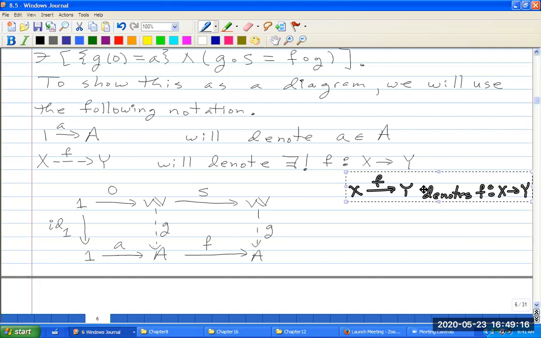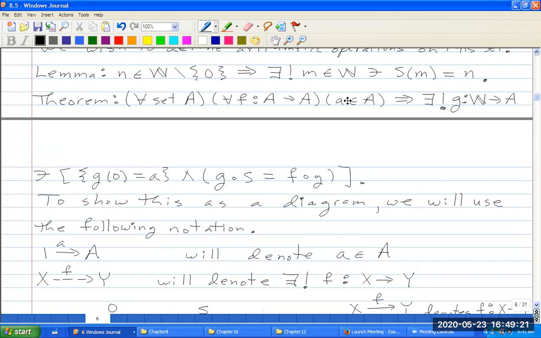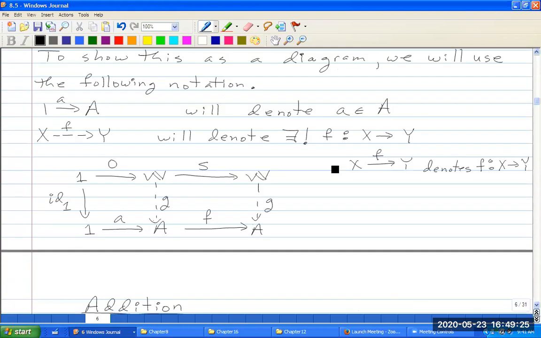So the above theorem can be written a little easier as follows. 1 arrow W with 0 says that 0 is in the set of whole numbers, okay? Next, this is just 1 goes to 1, the identity mapping of 1. Obviously, if you do nothing, you just map 1 to 1. Next, 1 arrow A with a little a over it means a is a member of the set A. So if 0 is a member of the whole numbers, a is a member of the set A.